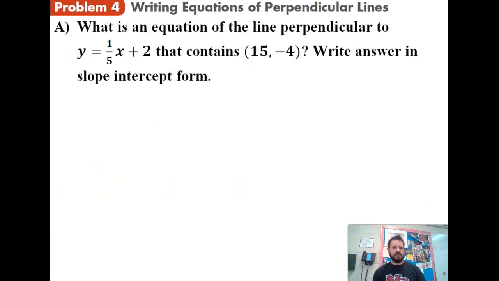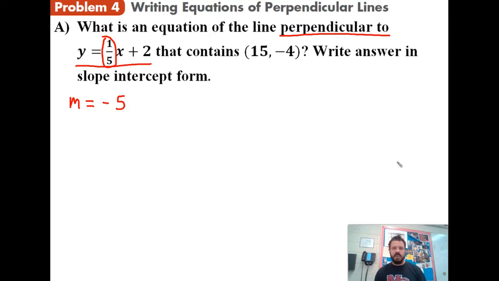All right, so next let's work on writing equations of perpendicular lines. So similar to what we did with parallel lines, we want to know what's an equation of a line perpendicular to this guy right here that contains the point 15, negative 4. Again, write the answer in slope-intercept form. The difference here is with a perpendicular line, I'm going to look at the slope from the line, but my new slope is going to be the opposite reciprocal of that. So instead of 1/5, we'll flip that upside down, make it negative, and say my new slope is going to be a negative 5.